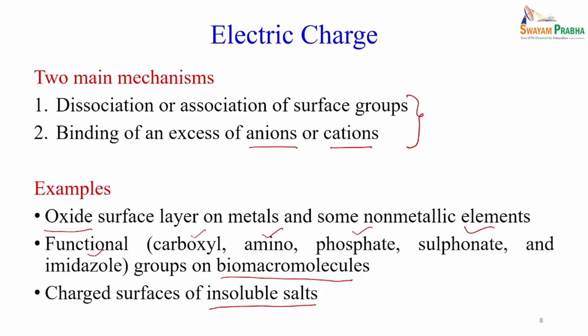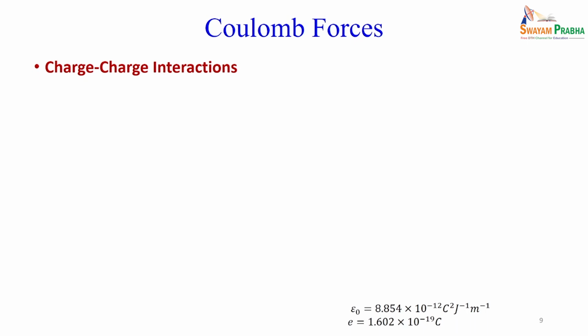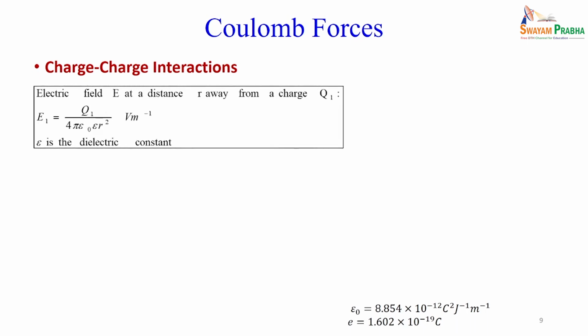So, once you have a charged surface, how does this electrostatic interaction work? Let us say you have a charged molecule which has the charge of q1 at a distance of r. The electrical field is defined as q1 upon 4 pi epsilon naught epsilon into r square. So, it means the field is inversely proportional to the square of the distance.